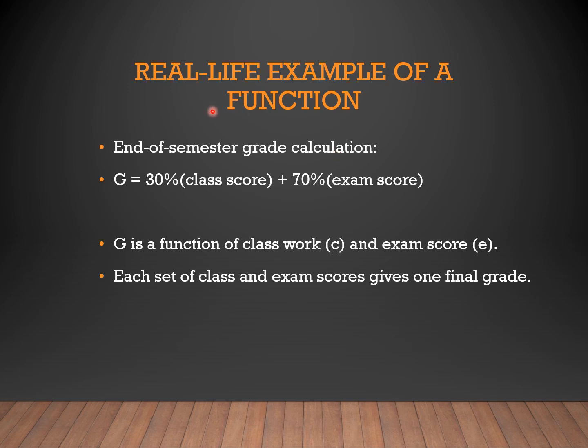Let's see a real life example of a function. We can take our end of semester grade calculations. G represents 30% for the class score, plus 70% for the exam score. That would be able to grade it. That is when we can get a perfect grade.